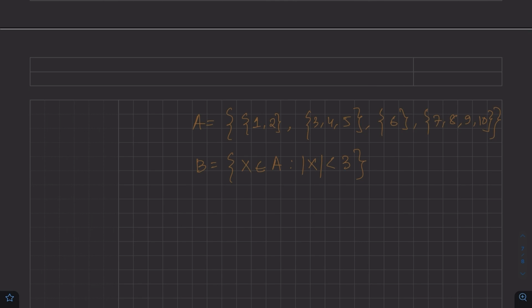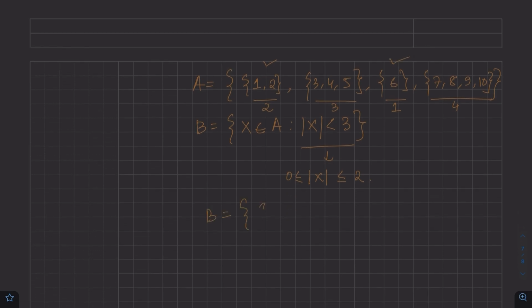So you can see set A is a set of sets. The cardinality of the first element is 2, the cardinality of the second element is 3, the third 1, and the fourth is 4. So we need to find out the elements or the sets whose cardinality is less than 3. So essentially we can rewrite this as something like this, and only the first element and the third element satisfy the condition. So set B is this.